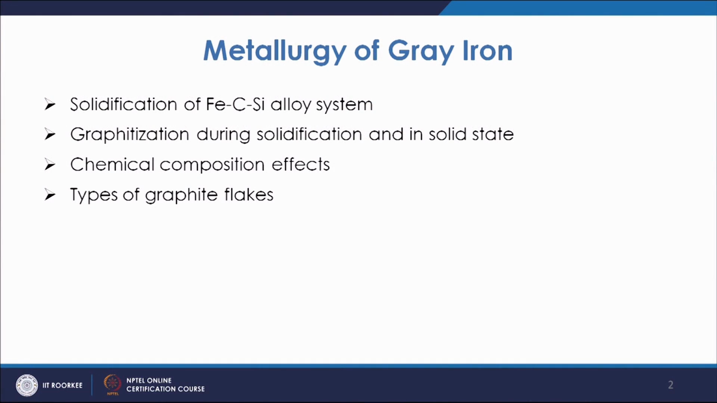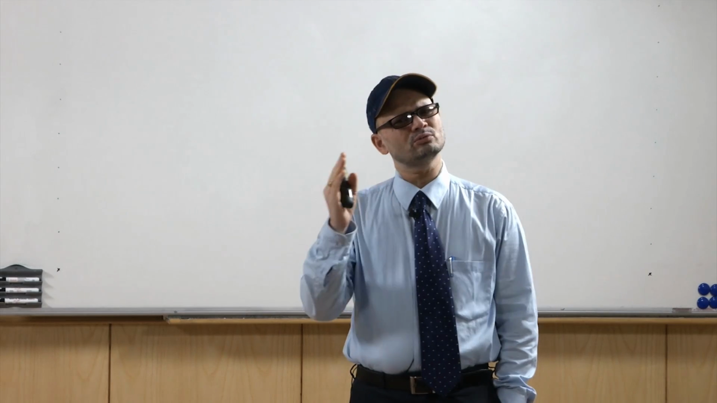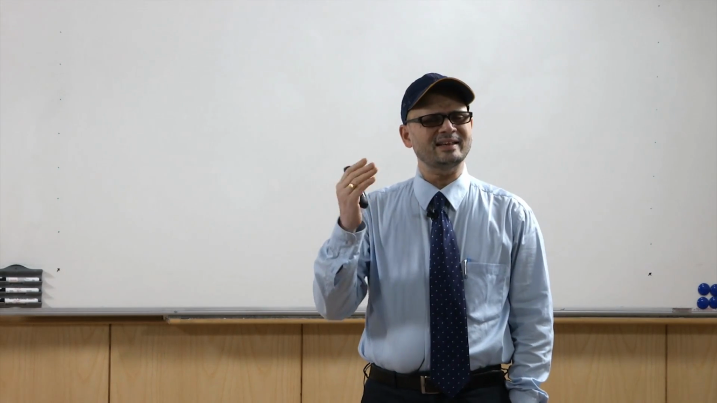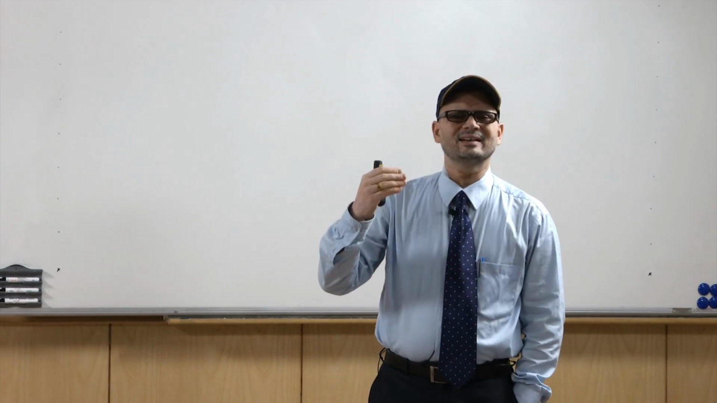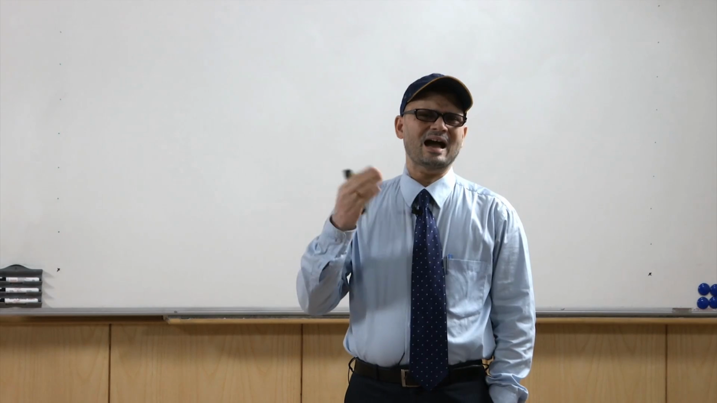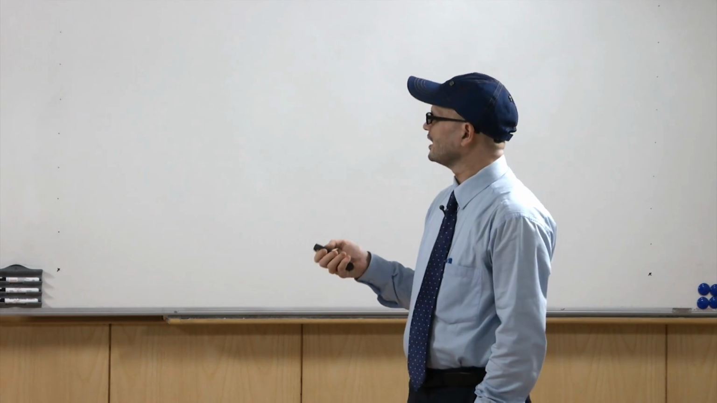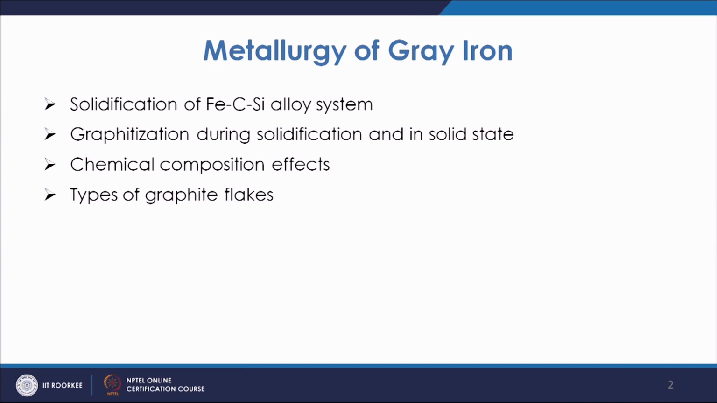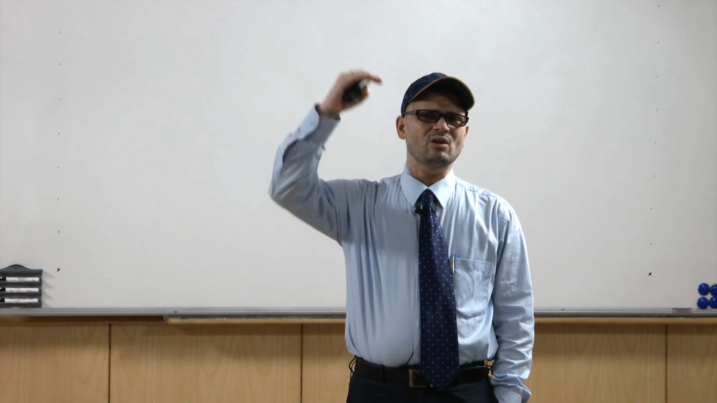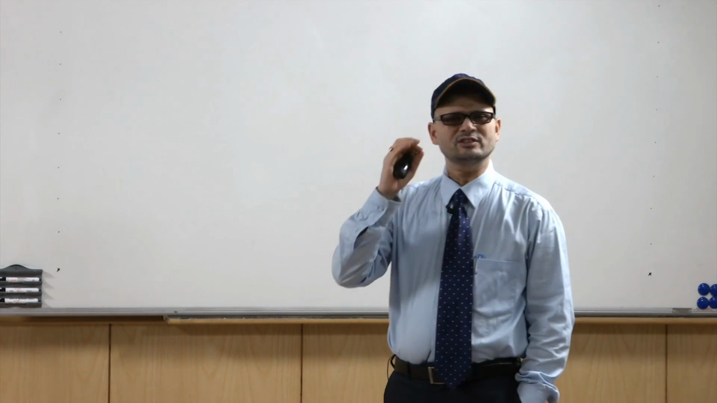Then we have the graphitization during solidification and in solid state. Basically, as we have understood, when the carbon percentage is more than 2%, the carbon will either be in the graphite state or in the combined form. So, the graphitization process will be in different stages. One will be during the solidification stage, another will be when it is in the solid state.